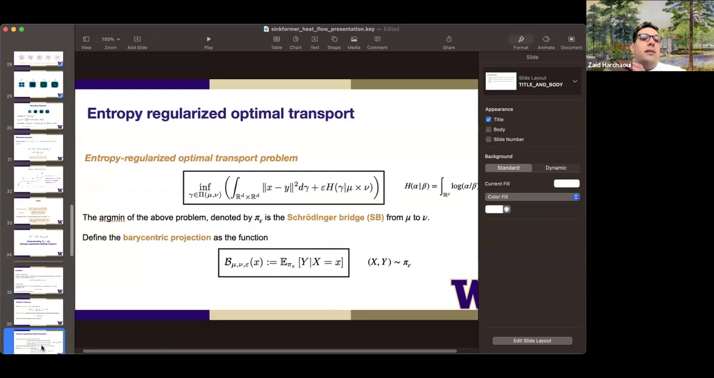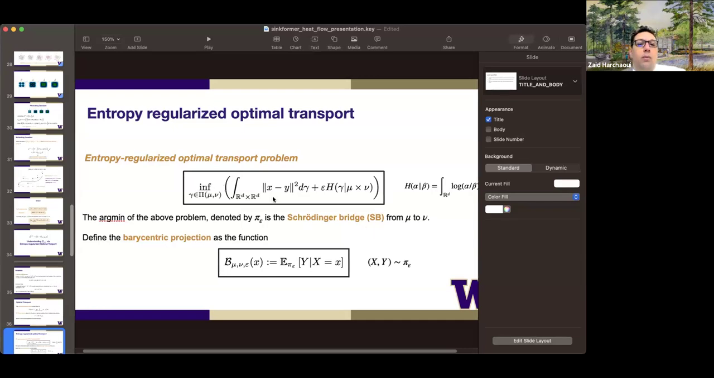In entropy regularized optimal transport, what we add is an entropy regularization. And the solution of this problem is going to be the so-called Schrödinger bridge. It can also be related to, this is something that can be approximated by the Sinkhorn iteration. It has been popularized by Cuturi and Peyré.